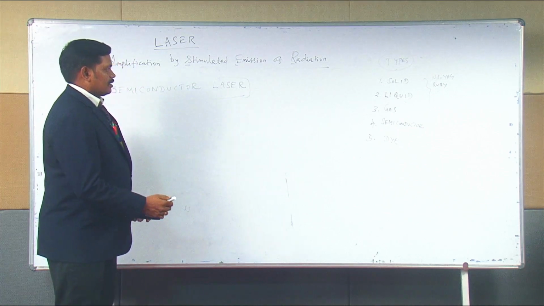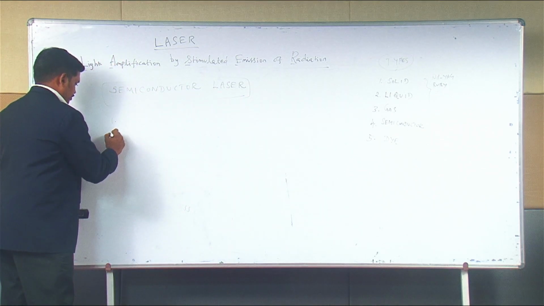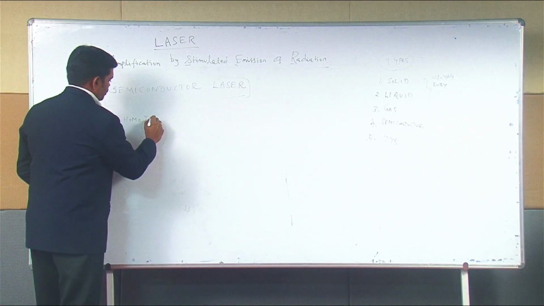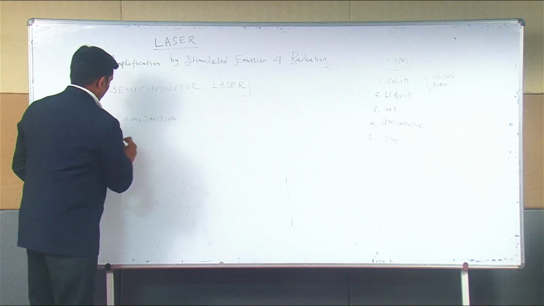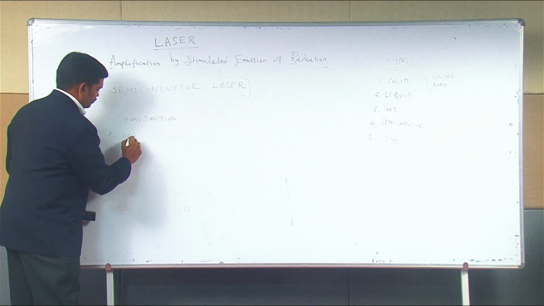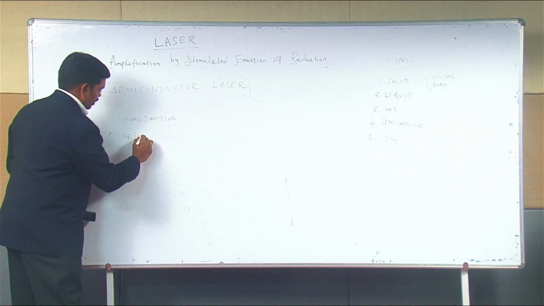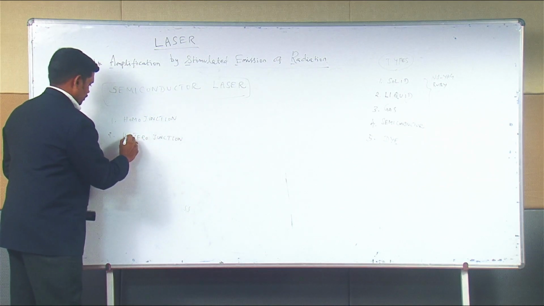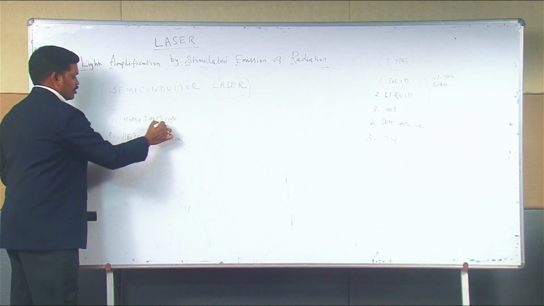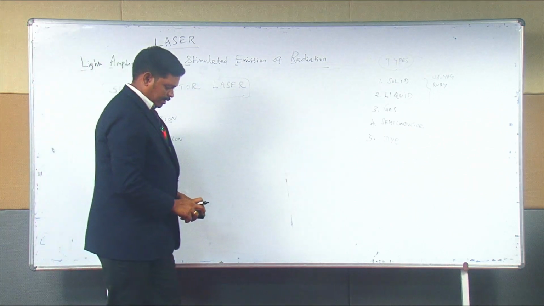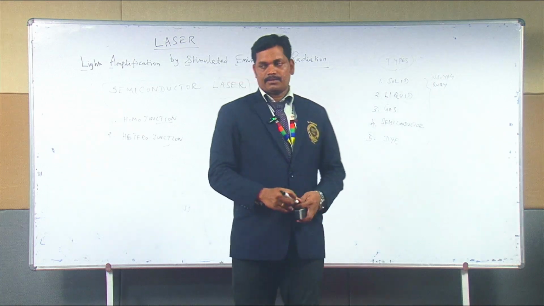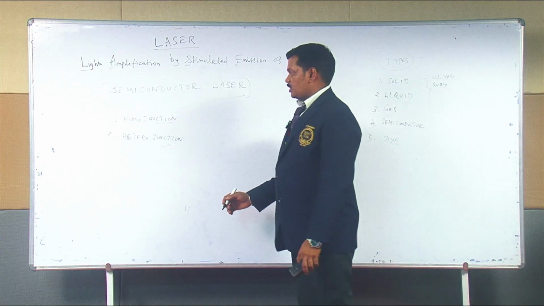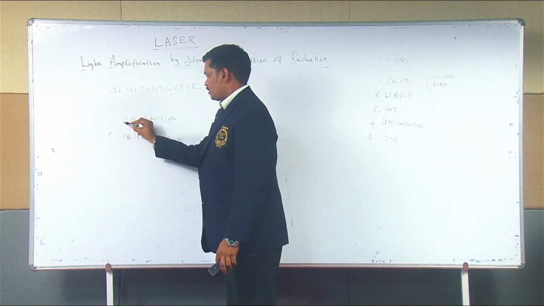The semiconductor laser is further classified into two types, such as homojunction semiconductor laser and heterojunction semiconductor laser. So there are two types, homojunction and heterojunction semiconductor laser. In this, first we can discuss homojunction semiconductor lasers. As I mentioned earlier, it has meaning in the term itself.